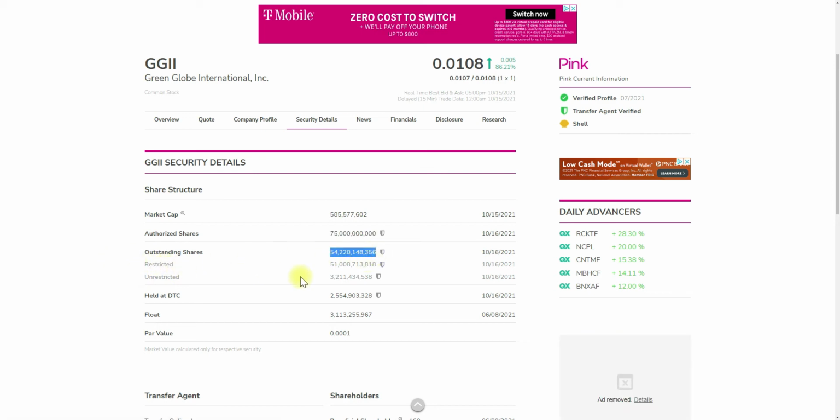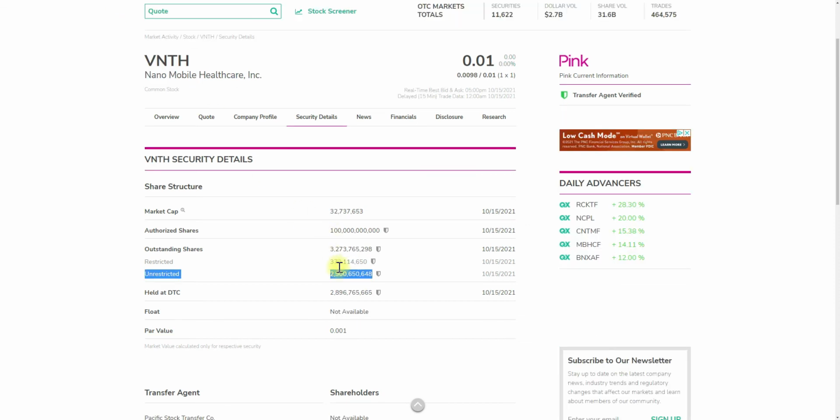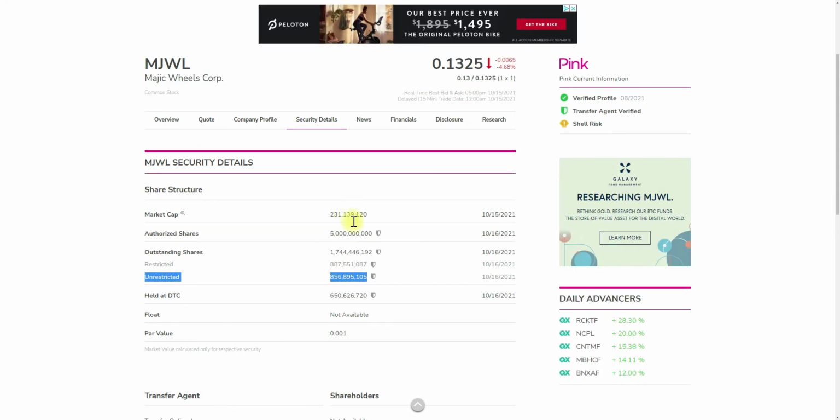But you'll notice that 51 billion is on the restricted side. So that means our float is right around here at 3.2 billion. This isn't updated yet, if you can see, this was updated back in June. So we're looking at an unrestricted float of 3.21 billion shares traded. That's actually 300 million more than VNTH, so slightly more, but you can get to that 16 because of that.